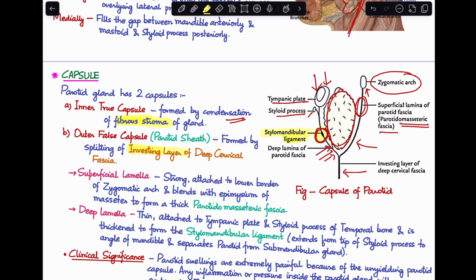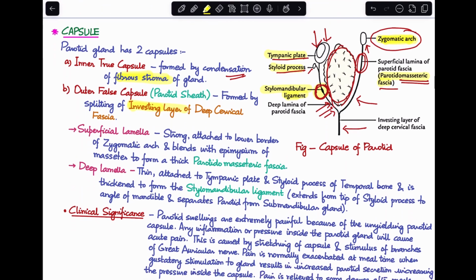Now, this stylomandibular ligament gets its attachment from the tip of the styloid process to the angle of the mandible, and this ligament is responsible for separating the parotid from the submandibular gland. So you can see we have an inner true capsule and an outer false capsule, which is known as a parotid sheath. A parotid sheath is formed by the investing layer of deep cervical fascia. It splits into two parts. The superficial lamella goes and attaches to the zygomatic arch, and somewhere along it forms the parotidomasseteric fascia. The deep lamella gets attached to the tympanic plate and the styloid process, and it also gets thickened to form the stylomandibular ligament. So this is about the capsule.